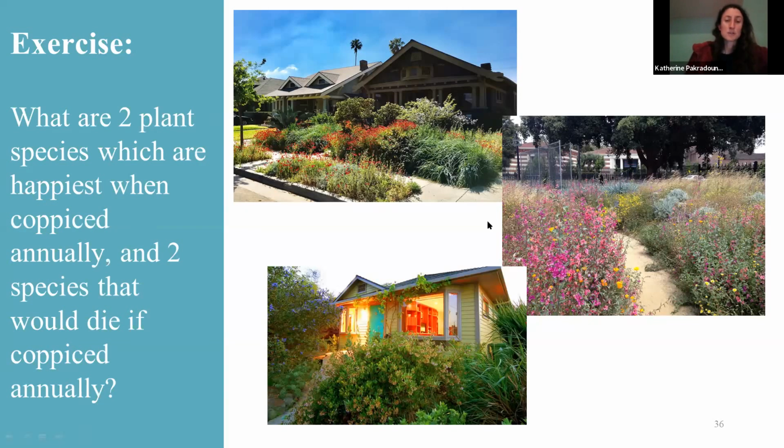I would say there are certain things that, hey, maybe they'll tolerate it. There are other things that actually like it. So Matilija poppy, I think, likes it. Fuchsias, I think, like it. Perennial grasses and such, I think, like it. And then other things, maybe they tolerate it, or maybe they can do it occasionally.